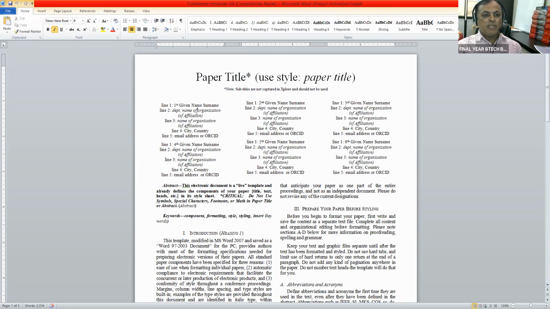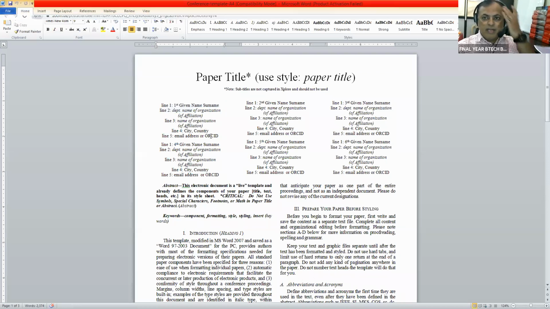In the case of author affiliation, you can see this is line 1 to line 5. This is the first author, the second author, the third author, the fourth author, fifth author, and sixth author. So what is there? Give name, surname. You can start with the surname. Then your department, name of the organization, then your city, country, email address, or the ORCID.